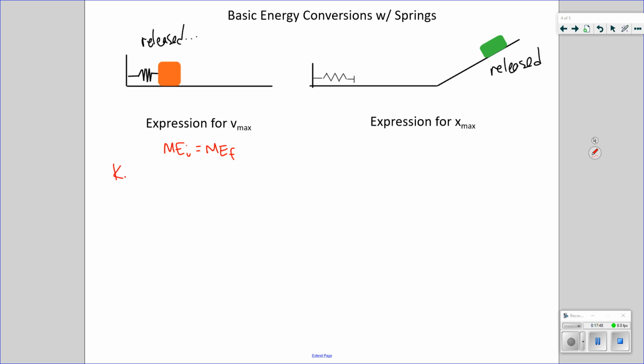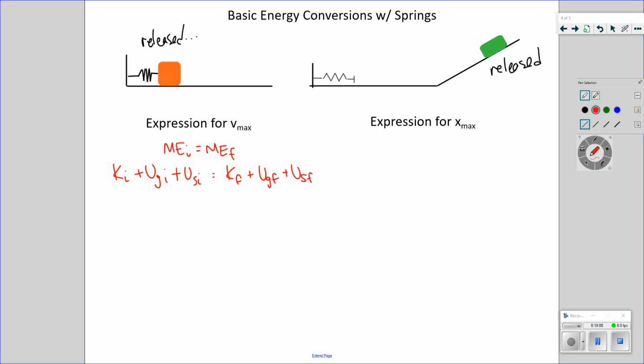We can say there's K initial, there's potentially UG initial, and there's U spring initial, and there's K final, and there's UG final, and there's U spring final. Now, why don't we assume that this is 0 height? That means this goes, and that goes. Released from rest means that goes.